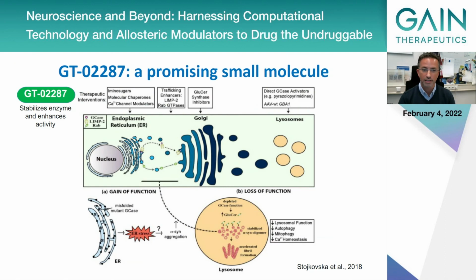So next slide. This is, again, going back to the previous schematic and showing you where the molecule could work. We think that it could stabilize the enzyme, and you already saw data showing that it increases the activity of the GCase enzyme, thereby restoring the end function of the enzyme, which is lysosomal activity and the degradation of the protein that would otherwise accumulate in the brain.